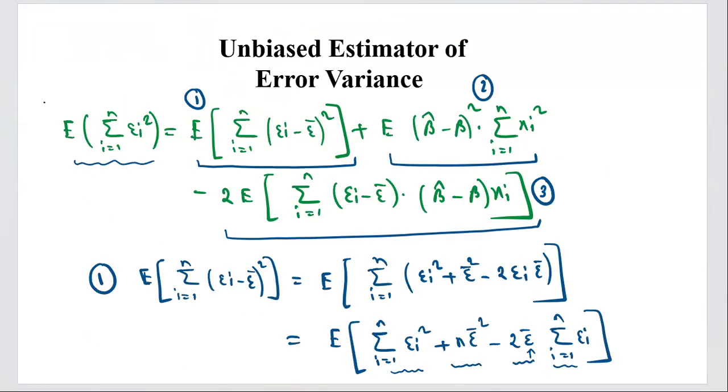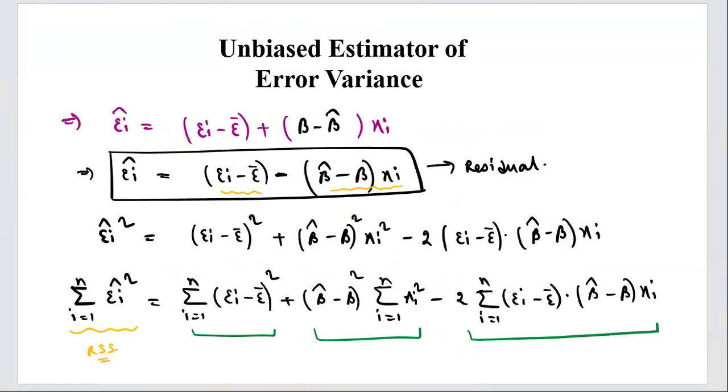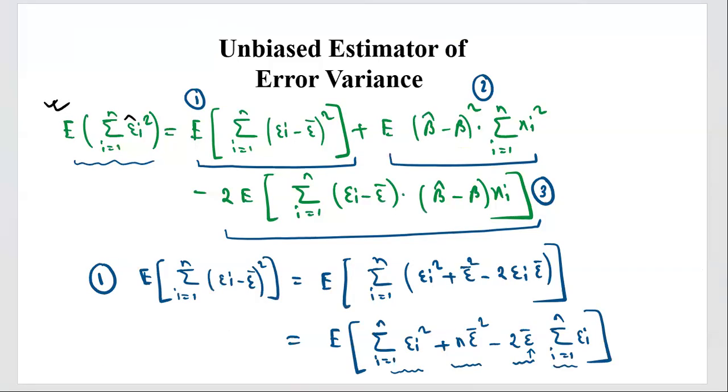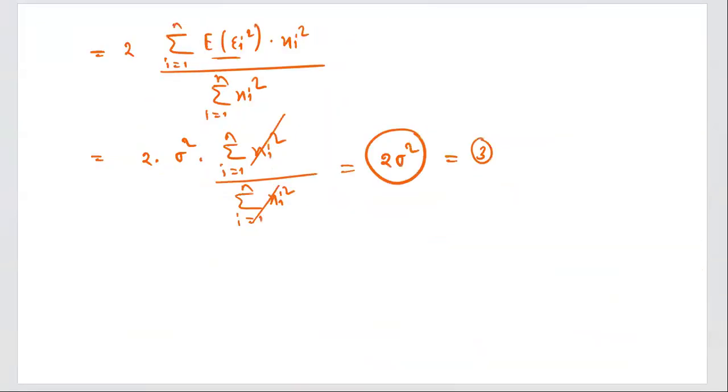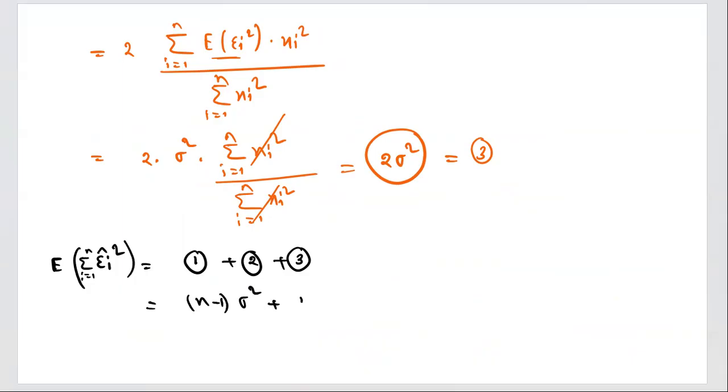Now all we need to do is to combine them and to find out the final answer. Let's get back. So we started with this expression, expectation of summation ei cap square. So we are just taking expectation on both sides. So let me write expectation of summation i from 1 to n ei cap square. That was equals to 1 plus 2 plus 3. So what was the first value? It was n minus 1 into sigma square. Second value was only sigma square, and the third value is 2 sigma square.